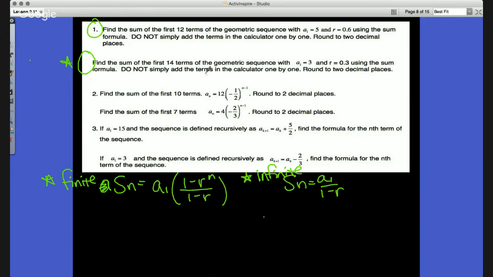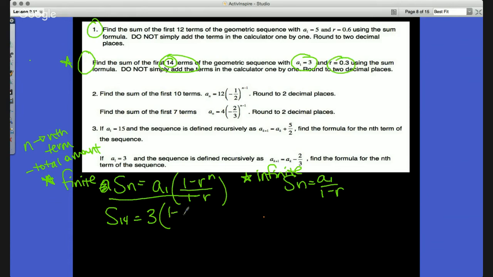In this first example, on the B version, we have 14 terms, therefore it's a finite number, so we're going to use the second equation. What's important is what's been given. We know there's 14 terms. A note I might put on the side is that n refers to either the nth term, like the second term, or, when dealing with the sum, the total number of terms. Depending on what you're looking for, it could be either one in arithmetic and geometric. So we plug 14 in for n. S of 14 equals, and as we keep going, 3 is a1 and r is 0.3, so we have 3 times 1 minus 0.3 to the 14th power, all over 1 minus 0.3.